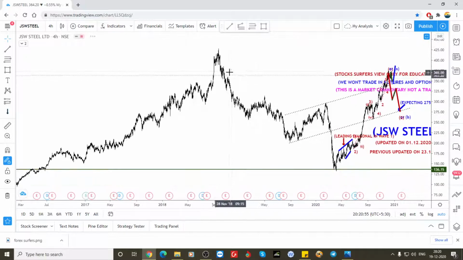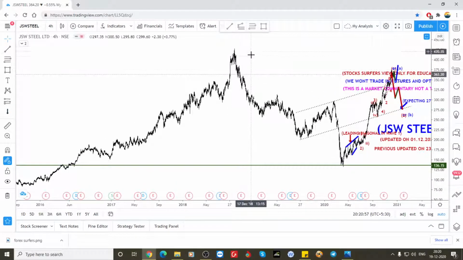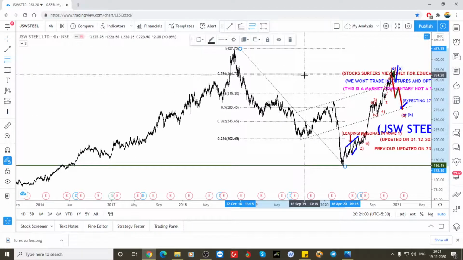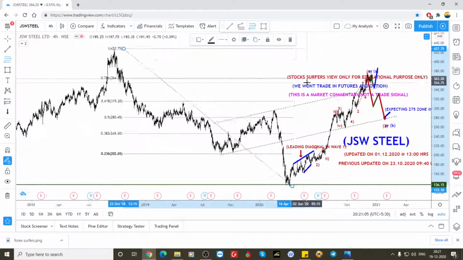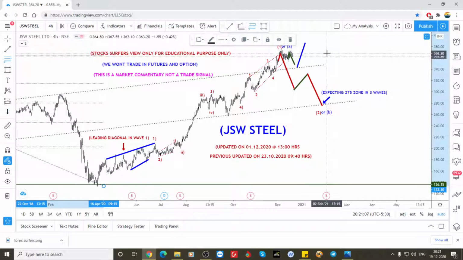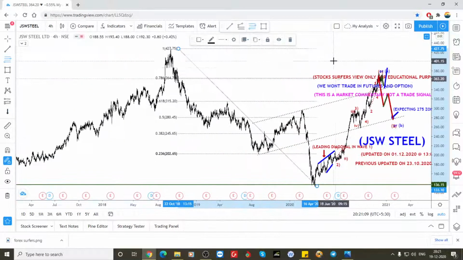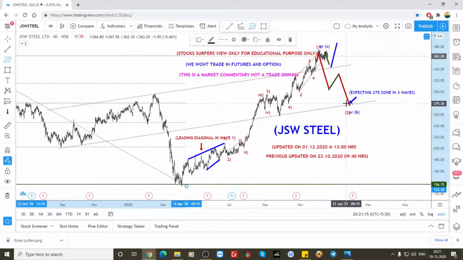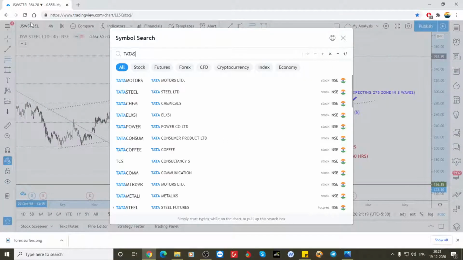And here the previous high is there, and here there is a lot of, I think it is in the 786 zone, 364 perfectly, it is in this zone. So whether it is going to make a 3-wave structure and one more high is also possible, or it could drop here like this. And we will move on to Tata Steel.